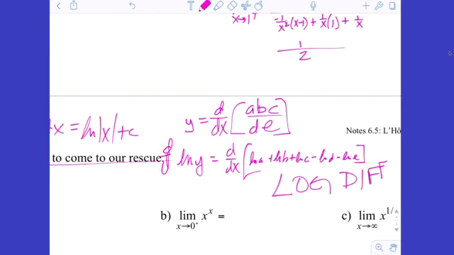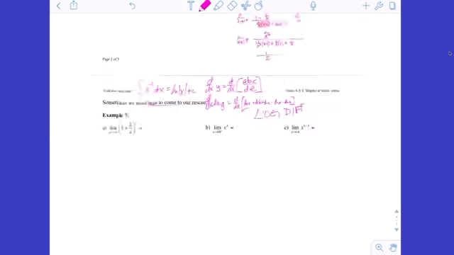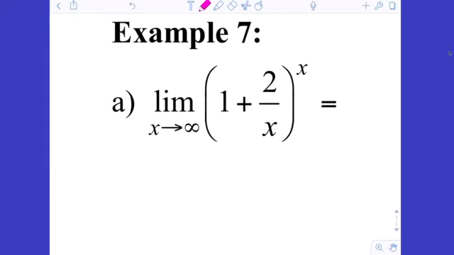Actually, we would have to take the derivative over here at the same time. We would set y equal to the function. All right, so that would be the format where you actually have to set the expression equal to y. So logs have come to our rescue a couple times. Let's see if they come to our rescue here.